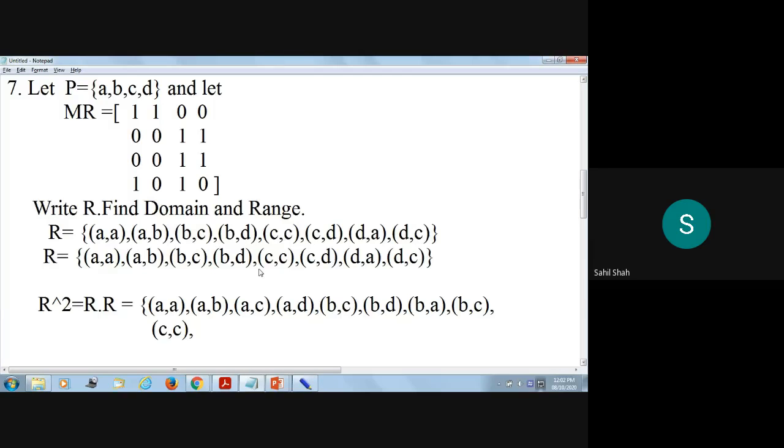CCD. Do I have any CD? No. So I will have CD. Next, CC. Nothing. Okay. CD. CDDA. So I will have C comma A. CDDC. So I will have CC, which is already over. So I will not again write CC. Okay. So CD is over. DA. DAAA. B comma A. DAAB. B comma B.